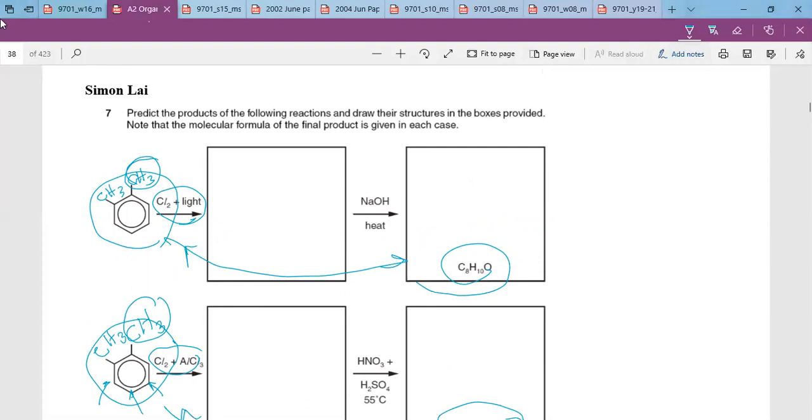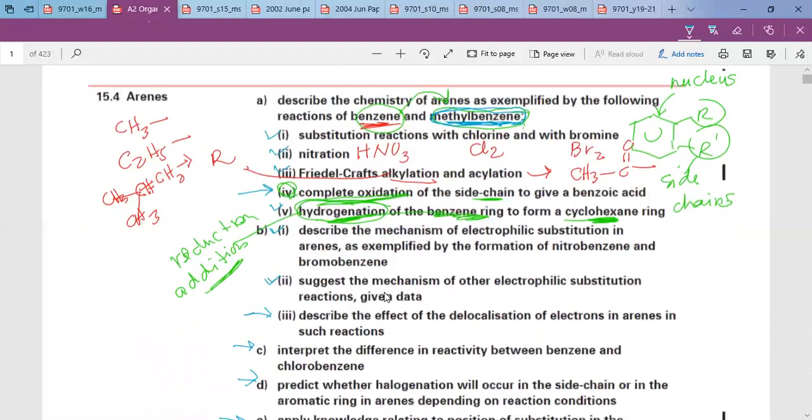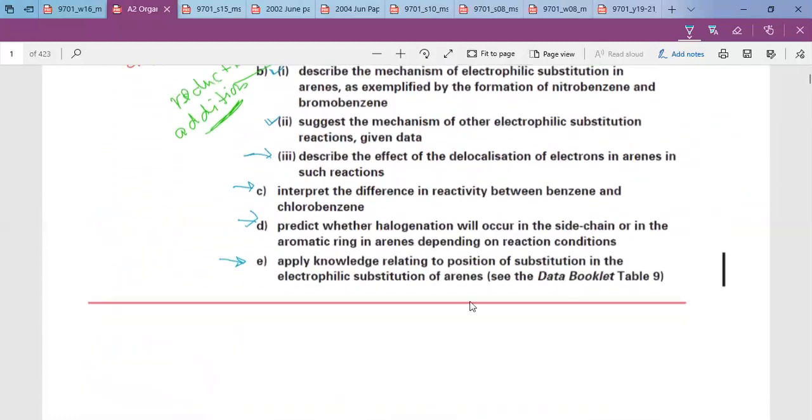Okay, now we have done this one already. So let's go back to the chlorobenzene. Now in chlorobenzene, remember they ask you here in the syllabus. I've done this already. I've done E already, applied knowledge within the position. I've done this one here. We've done 3 already here, one here. Okay, effects of delocalization, and all that I've done already. So now I want to do this too.